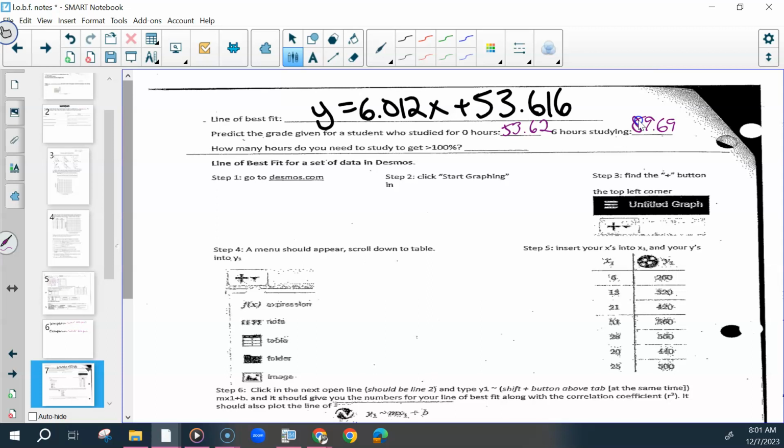Now for the last question, how many hours do we need to study to get greater than 100%? So all the other ones we were given our x values, had to find our y values. Now it's been flipped. Now we're given our y value and have to find x. So you could set it up as an equation.